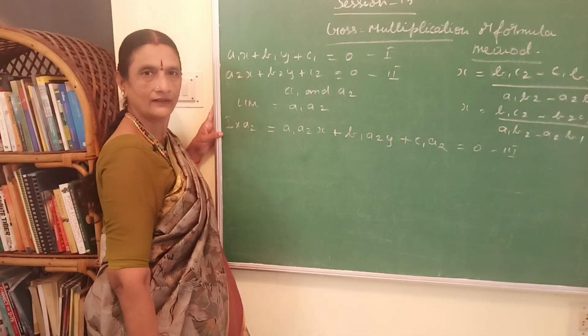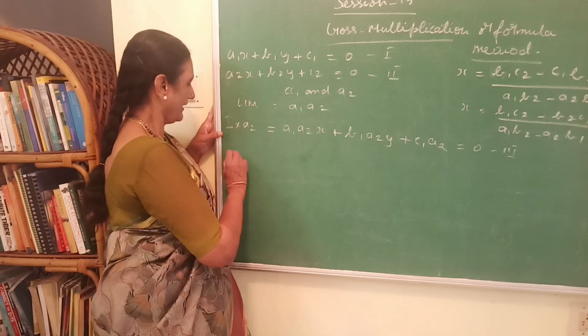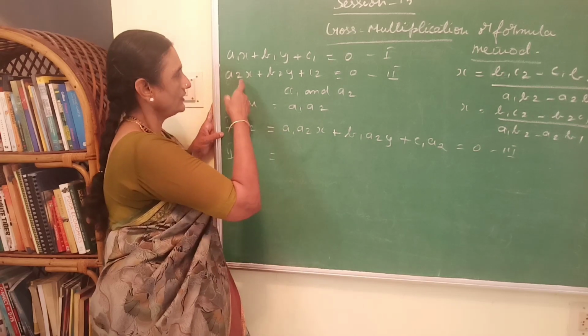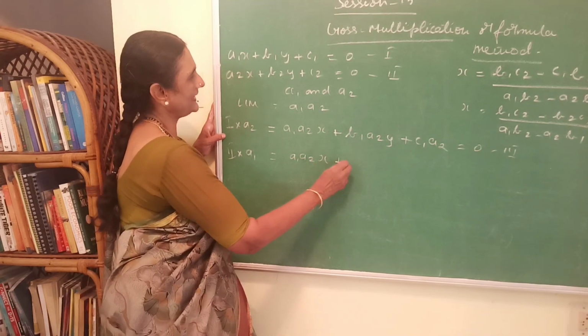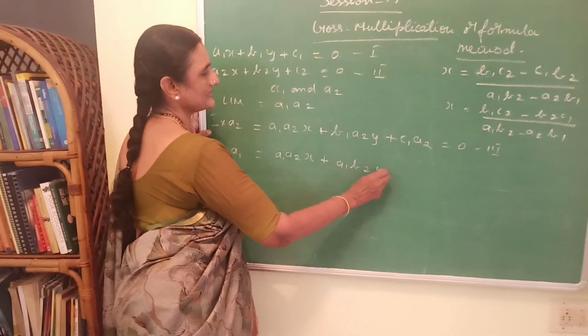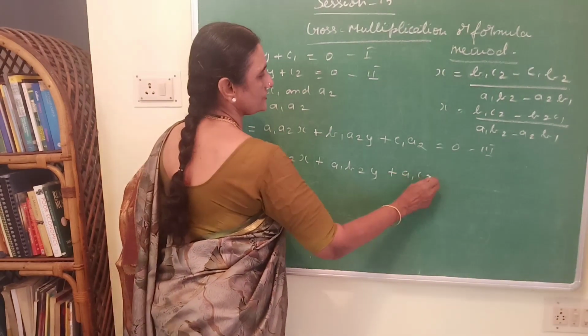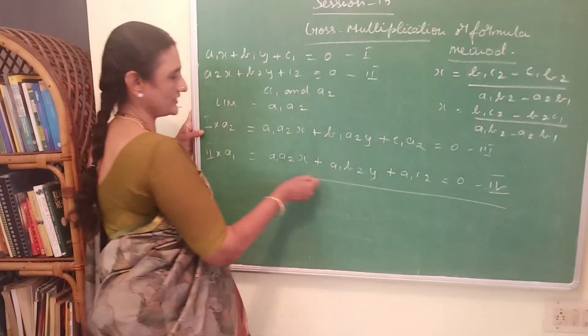Are you correct? Okay. Are you taking it down? Please write it. Now, the second equation I am going to multiply by A1. If I multiply, I will get A1 A2 times X plus A1 B2 times Y plus A1 C2 is equal to 0, and this is your fourth equation.